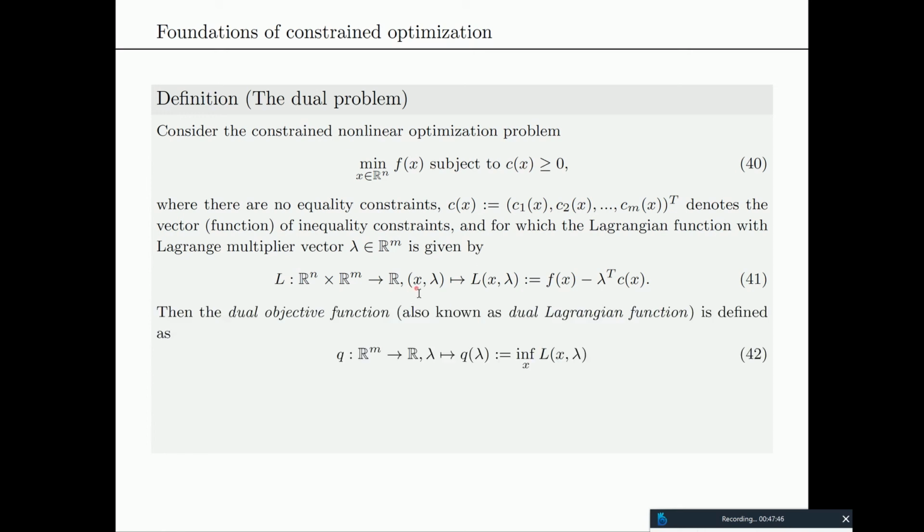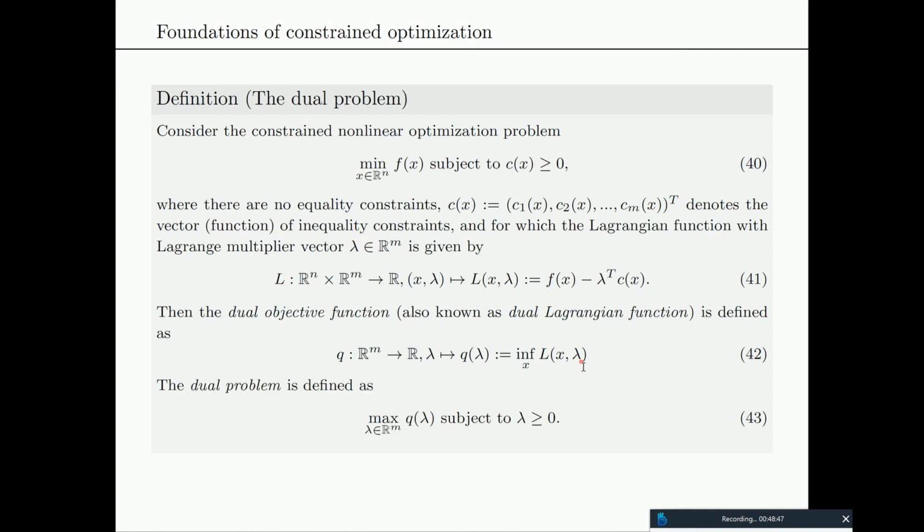Then we can formulate what is known as the dual objective function, or dual Lagrangian function, which plays an important role in support vector machines. It is defined as a function of the Lagrange multipliers only. You see that Q is a function of lambda only. It's defined as the Lagrange function at the location of a minimum with respect to what are called the primal variables, x. So the dual objective function is a function only of the Lagrange multipliers, not of the original variables x, and it's defined as the minimum with respect to x of the Lagrangian, which renders the right hand side only a function of lambda.